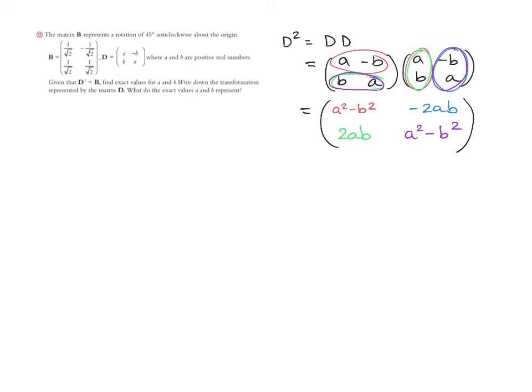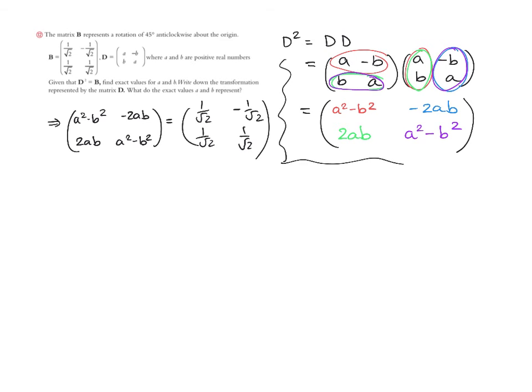So that's the matrix D squared, and we know that's equal to B. So that then tells us that the matrix A squared minus B squared, minus 2AB, 2AB, A squared minus B squared is equal to the matrix 1 over root 2, 1 over root 2, minus 1 over root 2, 1 over root 2. I'll just seal off that little bit of the question up there.